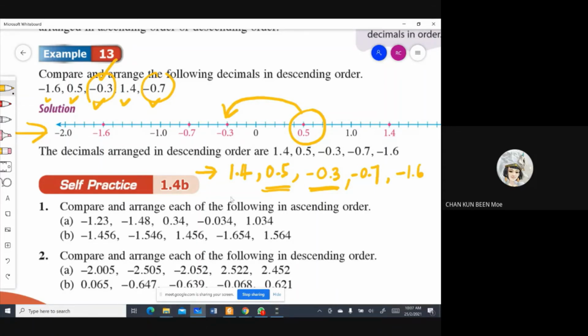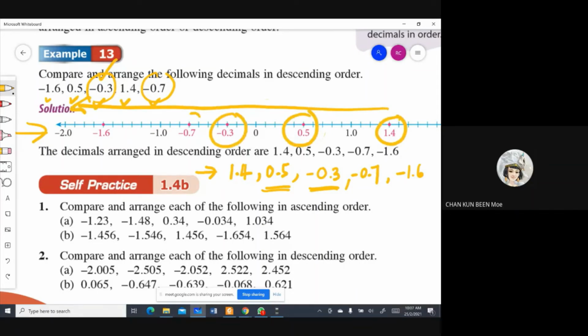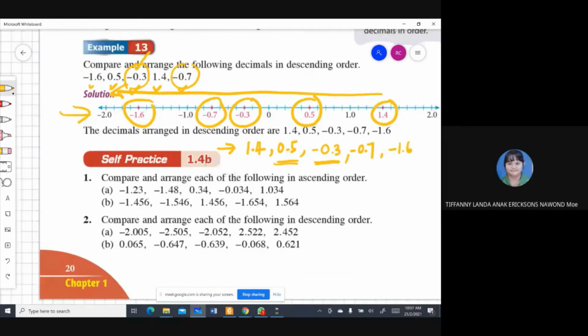That is how you arrange it in order. 1.4, 0.5, negative 0.3, negative 0.7, negative 1.6. You can also see the arrangement here because it is descending order. You can see on the number line, descending order goes from the right to the left. 1.4, 0.5, negative 0.3, negative 0.7, negative 1.6. Okay, class? Good.